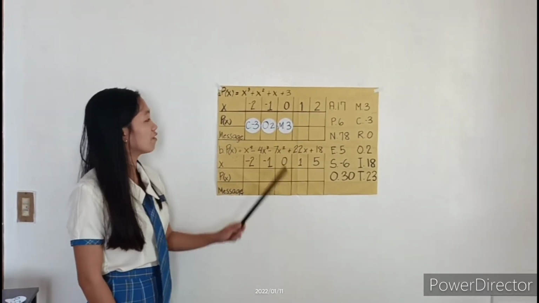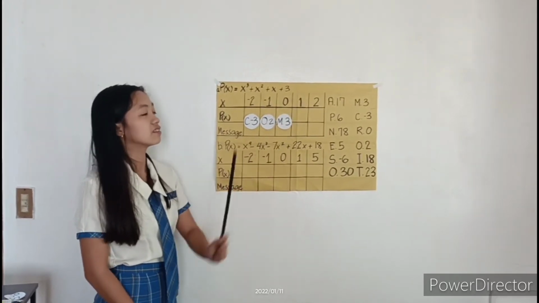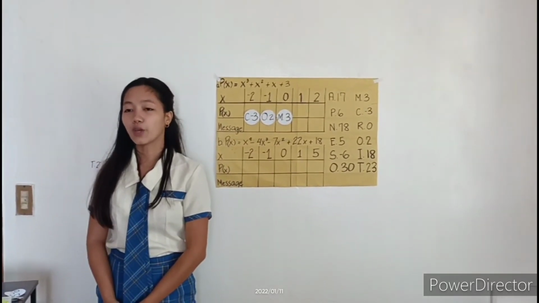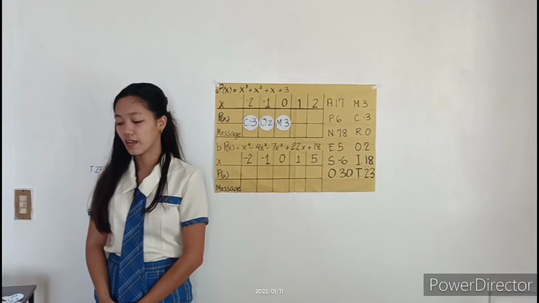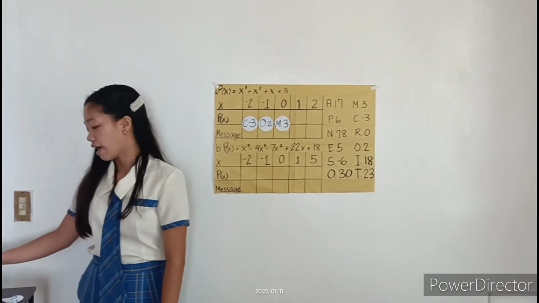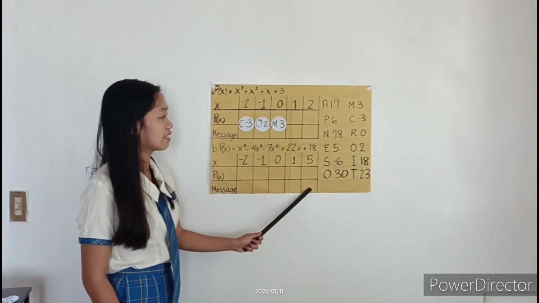Find the value of p of x if the value of x is 1. Go! So, the correct answer is 6. Group 2 got the correct answer. And the letter that matches your answer is letter T.